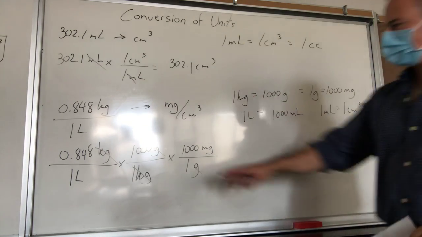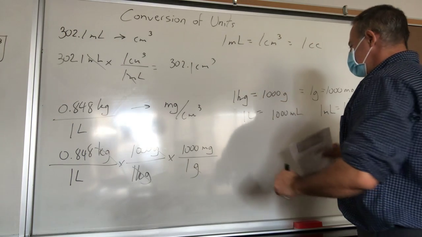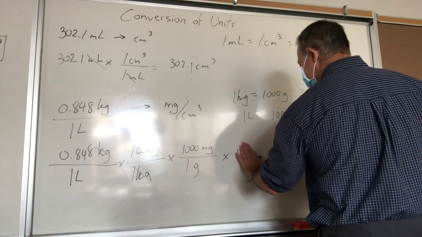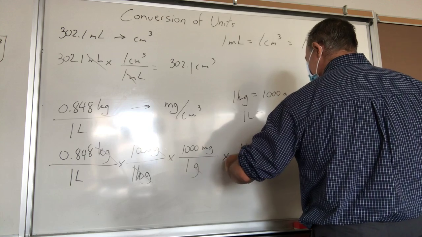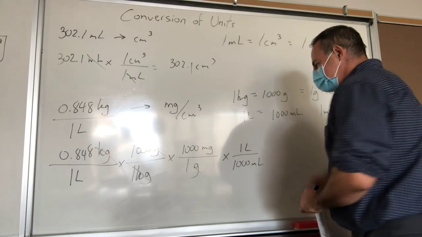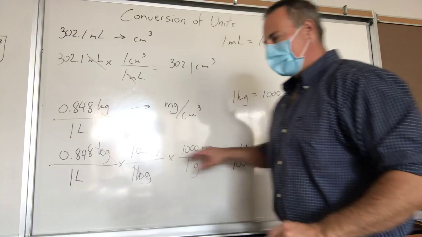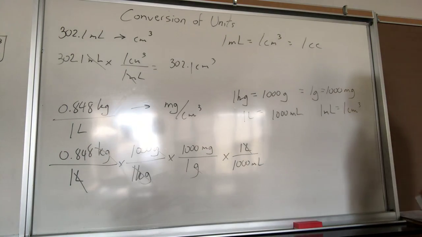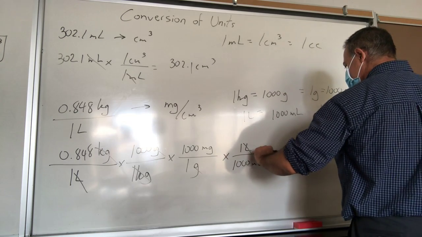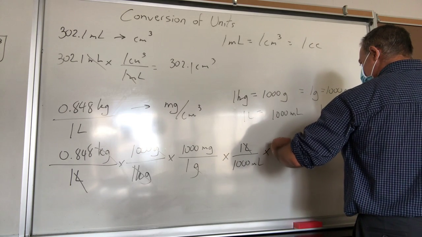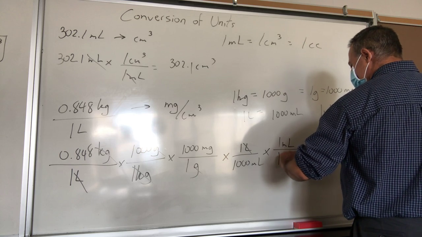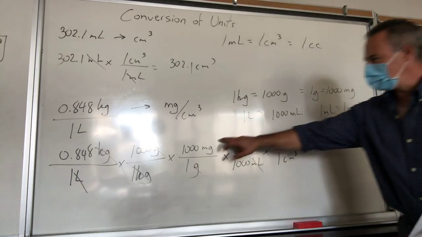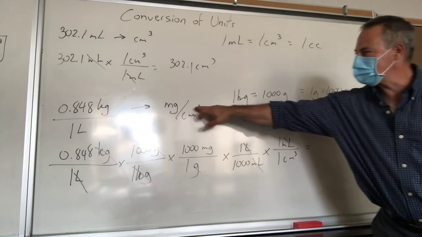We're good. Now we're gonna work on the liters. There's 1,000 milliliters in a liter, so I can say 1,000 milliliters. Sorry, no. I can say 1 liter per 1,000 milliliters. Why did I change my mind? Because liters is on the bottom here, so I want to get rid of it by putting liters on the top. So there we go, liters is gone. Last conversion factor is to get the centimeters cubed. There is 1 centimeter cubed for every milliliter, so I'll do that. Milliliters cancel, and now what doesn't cancel? Milligrams per centimeter cubed, that's exactly what we're looking for.